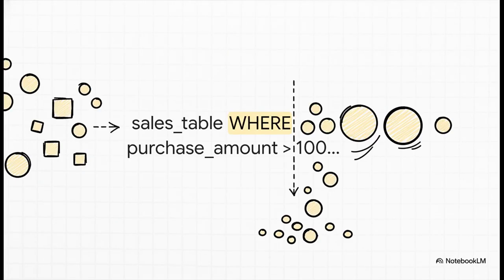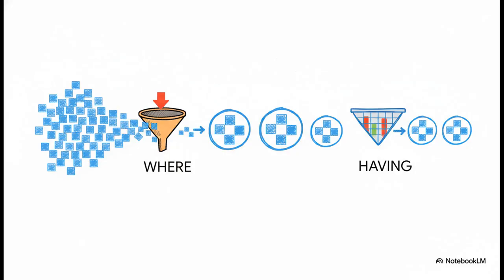Okay, let's plug it into our query. See that? Now we're not just asking for a list of sales, we're being picky. We're saying, only show me the sales where the purchase amount was over $100. With that one extra line, our question just got way, way smarter. So where is our big initial filter?